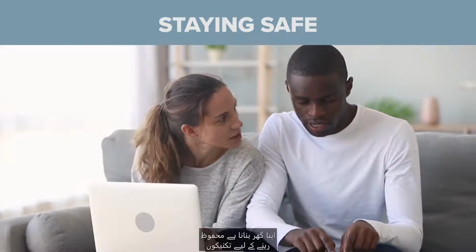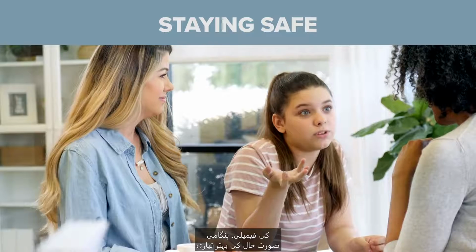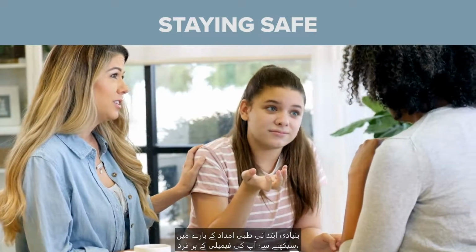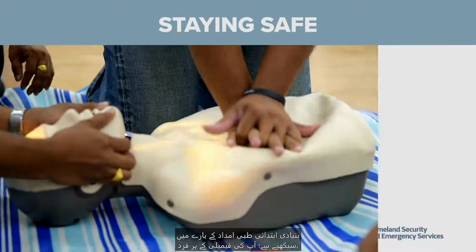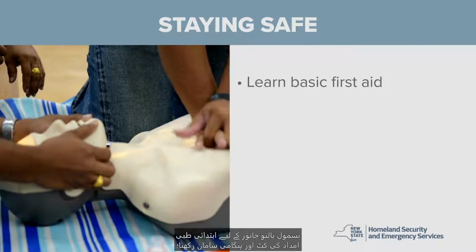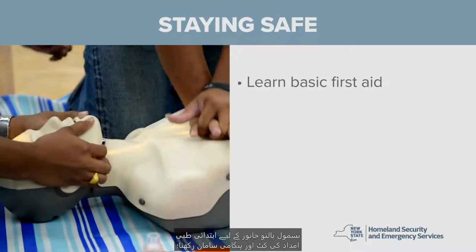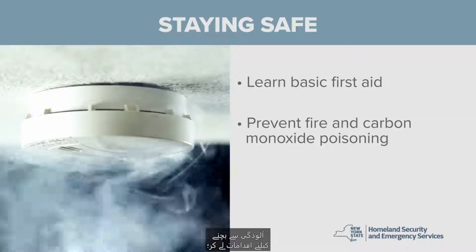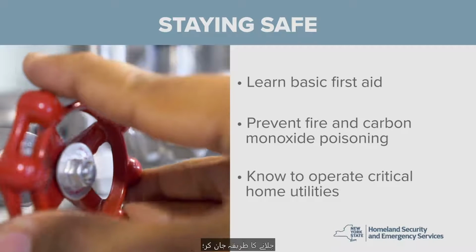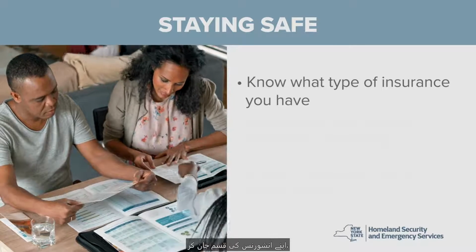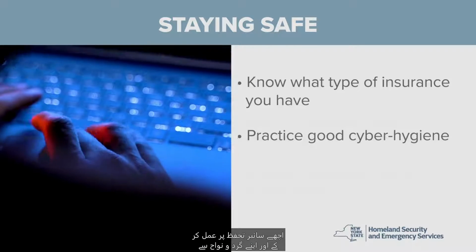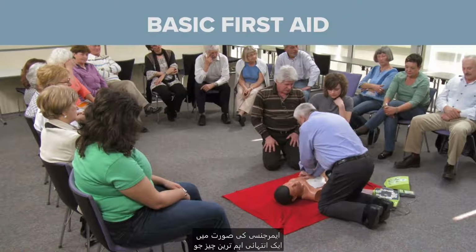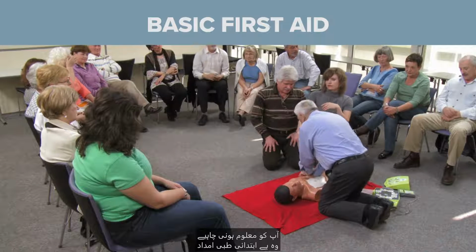Once you have your plan established, the next step is to prepare your home and your family by learning about techniques and resources to stay safe. You can take steps now to better prepare for an emergency by learning about basic first aid, having a first aid kit and emergency supplies for every member of your family, including pets, acting to prevent fire and carbon monoxide poisoning, knowing how to operate critical home utilities, knowing what type of insurance you have, practicing good cyber hygiene, and maintaining awareness of your surroundings. One of the most important things you can know in an emergency is first aid.